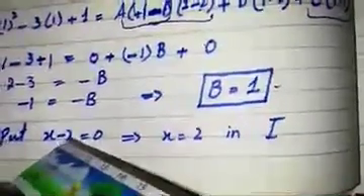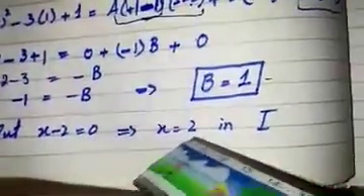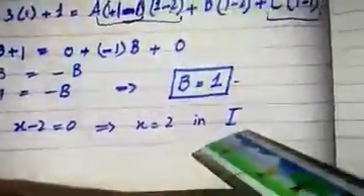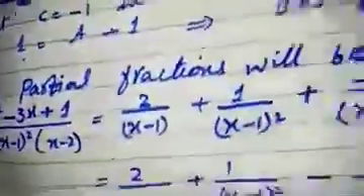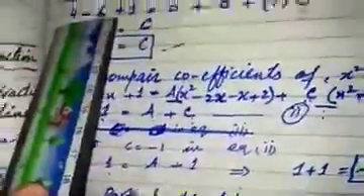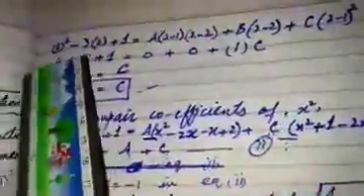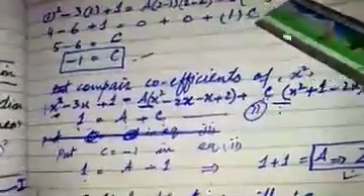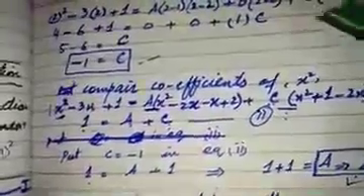x minus 2 is equal to 0, and we get x equals 2. Put this value of x in the identity. We get 2 squared minus 2 into 2 squared minus 3 into 2 plus 1 equals a into (2 minus 1) into (2 minus 2) plus b into (2 minus 2) plus c into (2 minus 1) whole squared.